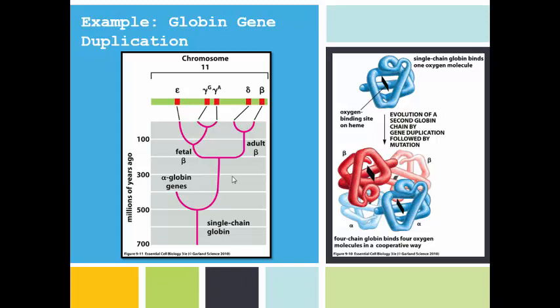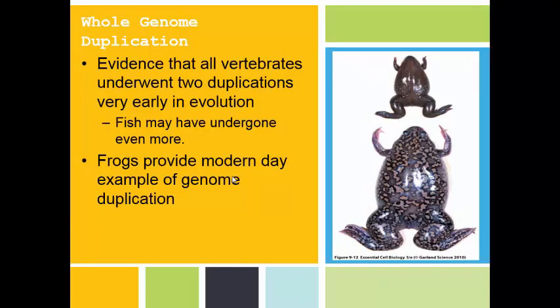The selective pressure for this duplication is easy to see because a fetus that is able to deliver more oxygen to its tissues is much more likely to survive to birth and then be more likely to have properly developed tissues to help it survive into adulthood. Not only can genes be duplicated, but entire genomes can be duplicated.